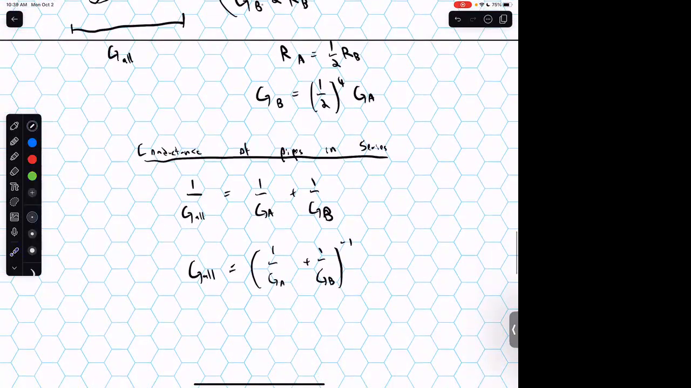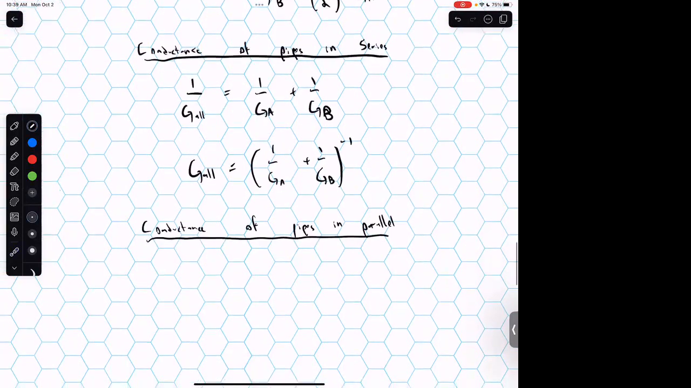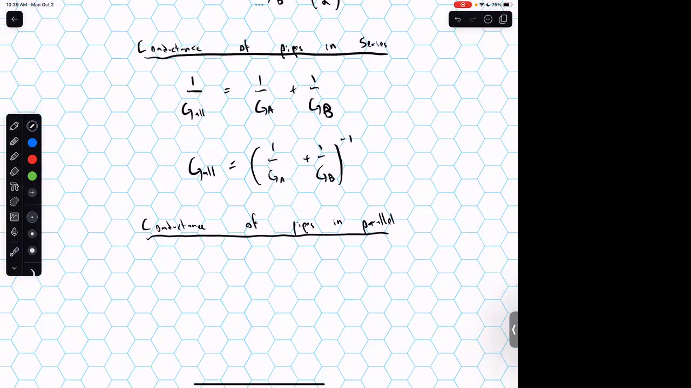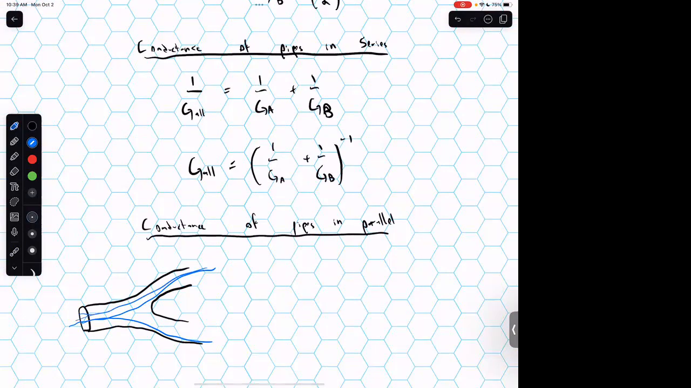So I can have cases where I have conductance of pipes in parallel. So this would be some problem where I have something like a branching flow, where I have some pipe that then goes to some sort of weird diverging structure, where now my flow starts out here and then some of it goes to the bottom, some of it goes to the top, and it sort of is splitting across the two things.